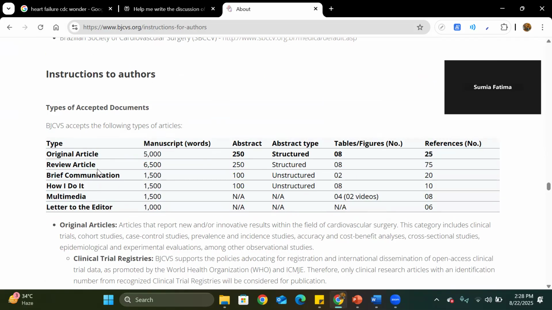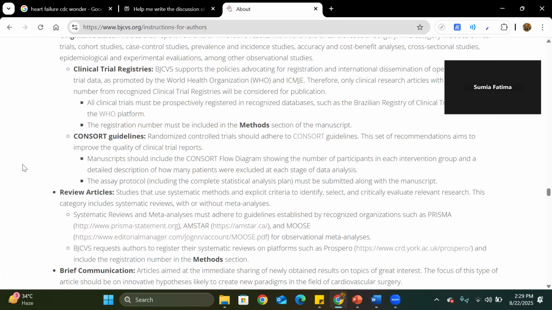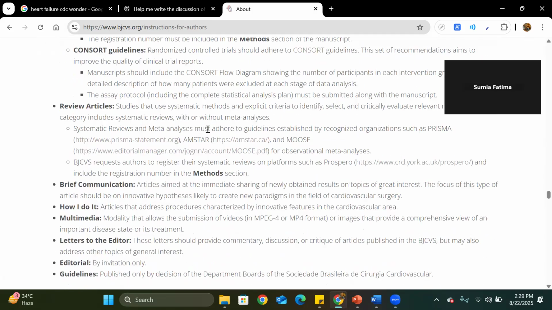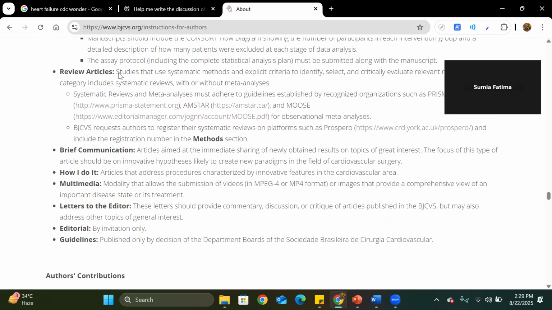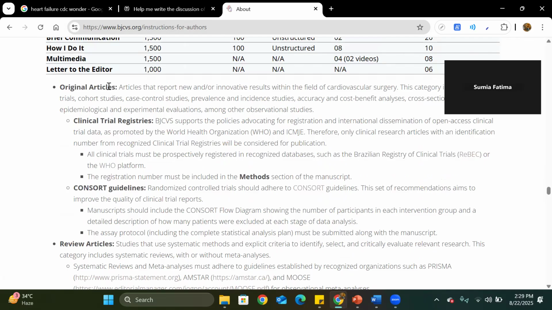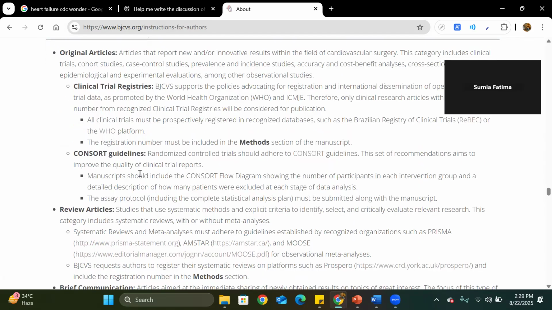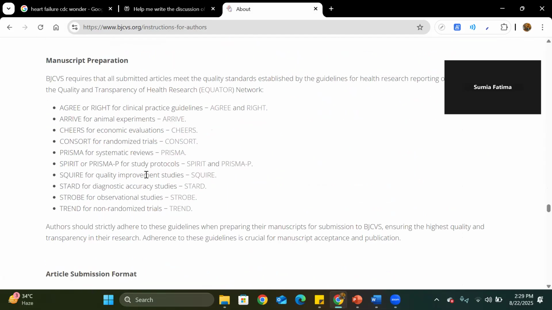Okay, so sometimes our CDC Wonder analysis comes in a review article. Okay. But I can even check, or email the editor and ask, can I submit my CDC Wonder analysis in your journal or not? Okay. Then there are some other things that they have mentioned: while writing an original article, what you should do, which guidelines to follow, for brief communication what you have to do, and for editorials and stuff like that.